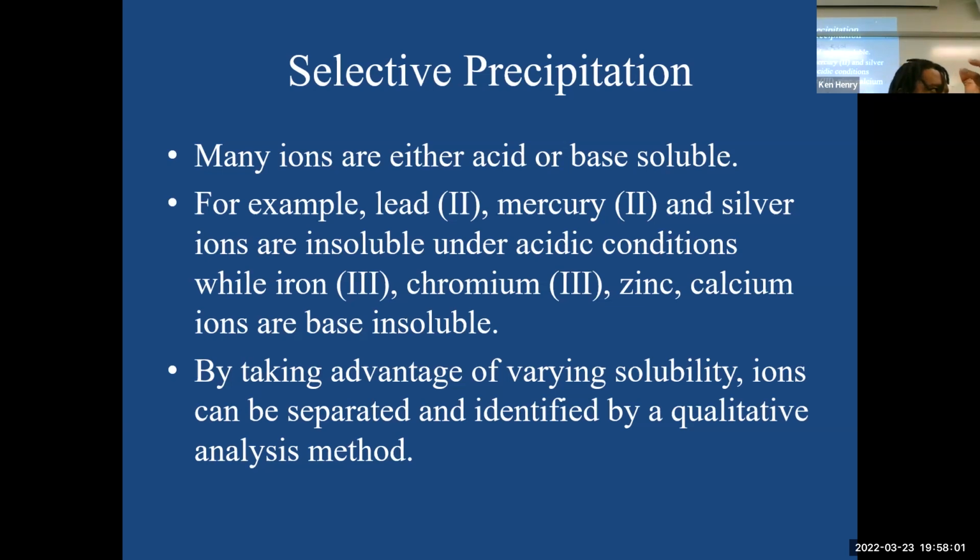So if we're trying to identify, let's say we're doing a forensic analysis, and we know that this area is very iron rich and this area is very chromium rich. You're trying to figure out, was this body killed here or was it killed there, right? And so you can do an analysis to distinguish between iron and silver, right? You can put it under acidic conditions to see if that was present on the body, or you can do it under basic conditions to see whether or not it was in an iron-rich environment, okay?